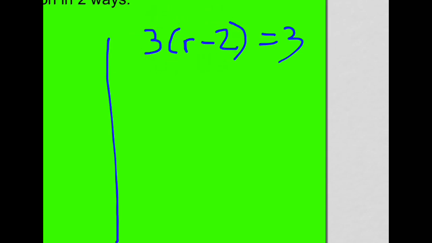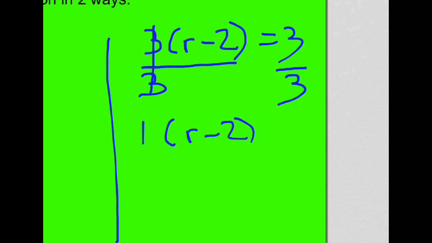Well, we can do this. We could say, you know what? 3 groups of r minus 2, I'm going to simplify this by starting off and dividing this side of the equal sign by 3. And if I do it to that side of the equal sign, I'm going to do it to the other side of the equal sign. Now let's see what I get. 3 divided by 3 gives me 1 group of r minus 2. And on the other side of the equal sign, 3 divided by 3 gives me 1.